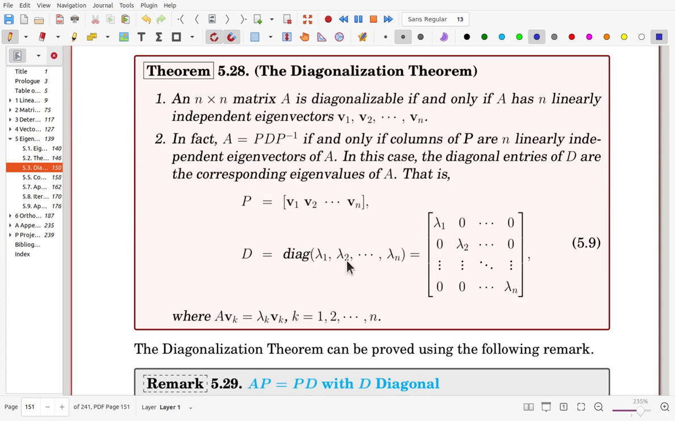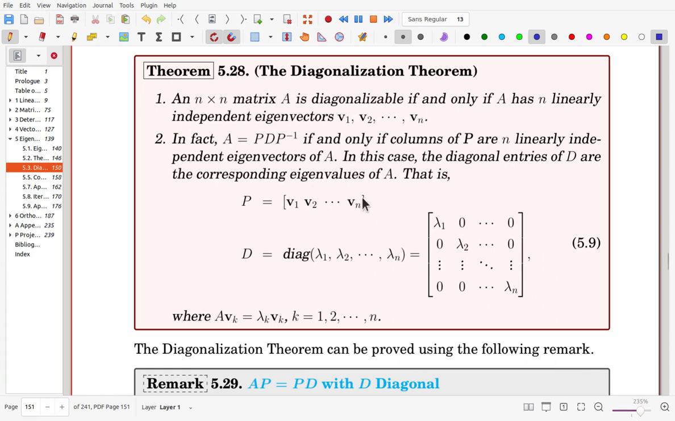Okay, we have the diagonalization theorem. An n by n matrix A is diagonalizable if and only if A has n linearly independent eigenvectors v1 to vn. In fact, once it is diagonalizable, the columns of P are the n linearly independent eigenvectors of A, and in this case, the diagonal entries of D are the corresponding eigenvalues of A.